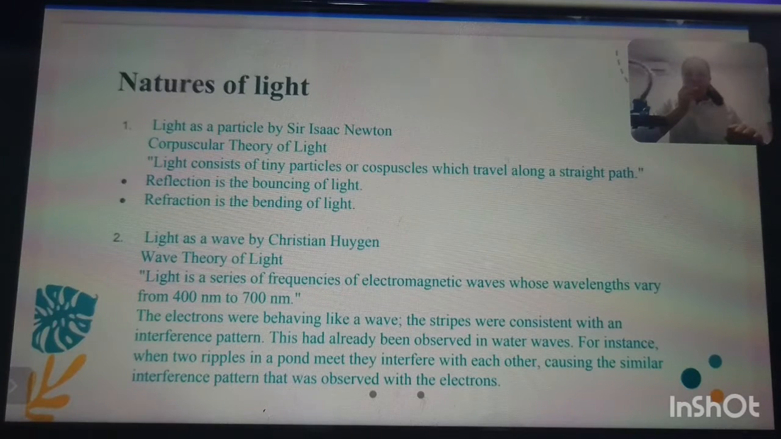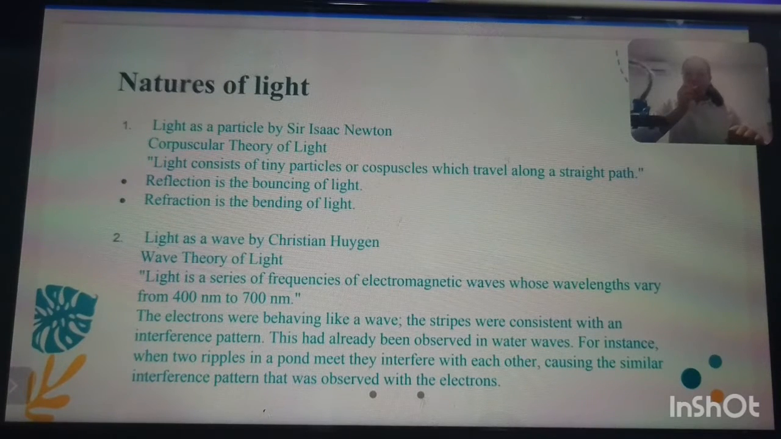Now, long after Sir Isaac Newton passed away, there's another scientist called Christian Huygens that presents light as a wave, with the wave theory of light. Light is a series of frequencies of electromagnetic waves whose wavelengths vary from 400 nanometers to 700 nanometers.